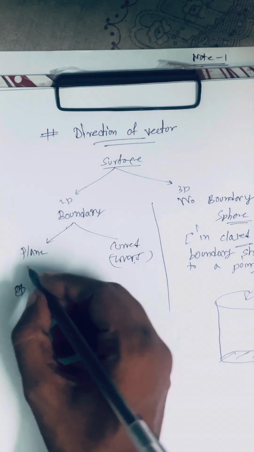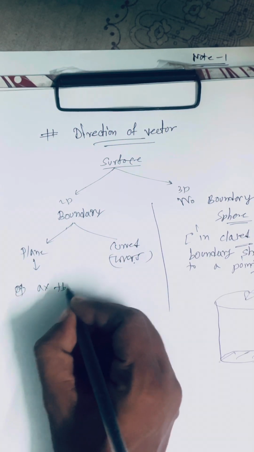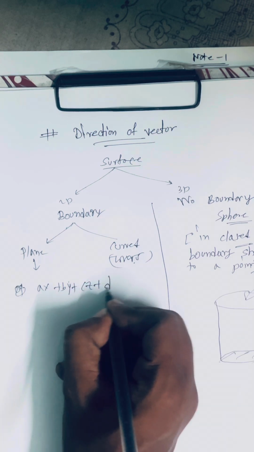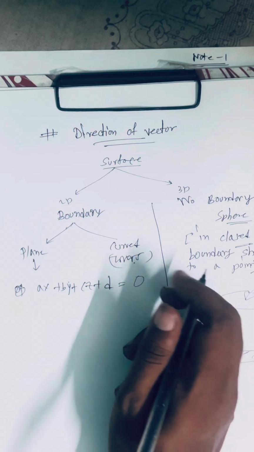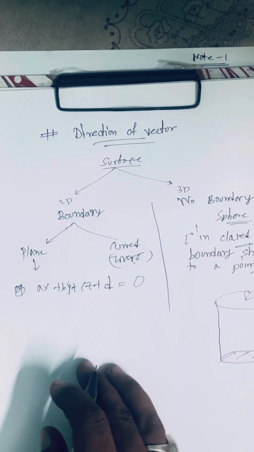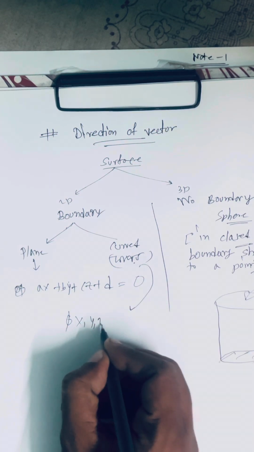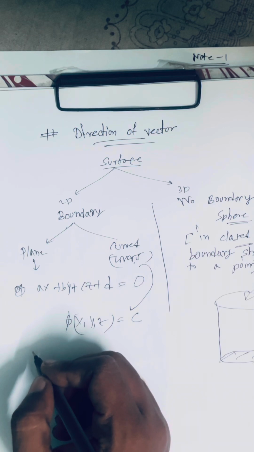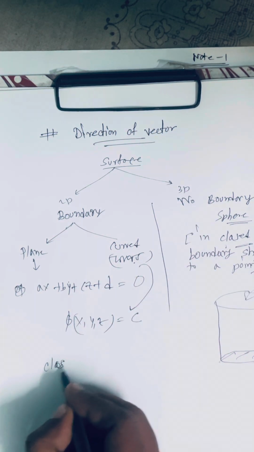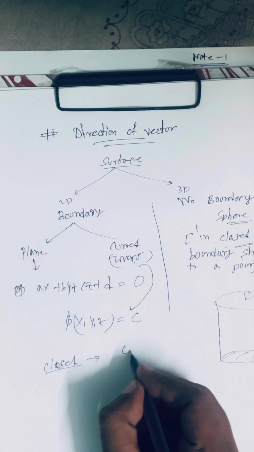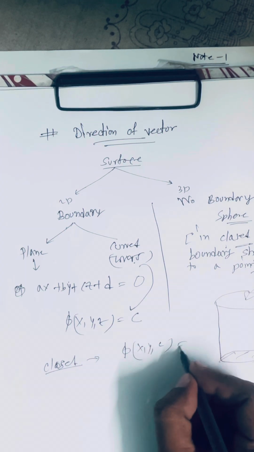If I write equation of plane surface, that will be ax plus by plus cz plus d equal to 0. This is for plane surface equation. Curved surface equation. What is curved surface equation? Phi function of xyz equal to constant. Closed surface equation will be phi xyz same like curved surface.